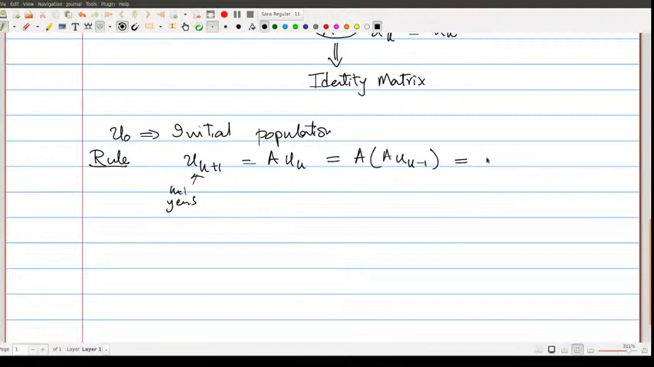Which means it can be further expanded, so A squared, then I can write this as A times U(k-2), and I can keep expanding these U(k-2) into A times U(k-3), and keep doing that until you get to the point of A^k U0, right? So you multiply the initial vector by this A matrix k times, and you get the population at U(k+1).